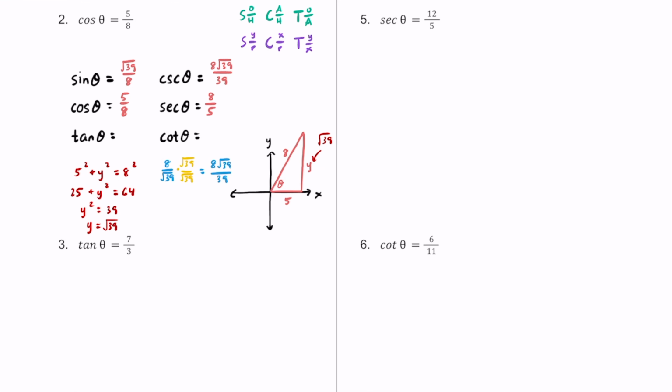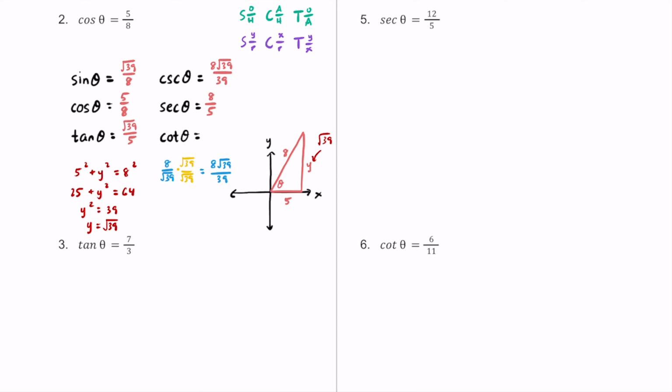Alrighty, then moving on to tangent. Tangent's ratio is what? It's opposite over adjacent, or y over x. So here is our y value, which is root 39, and here's our x value going left to right, which is 5. Okay, so we're going to go ahead and write root 39 over 5.